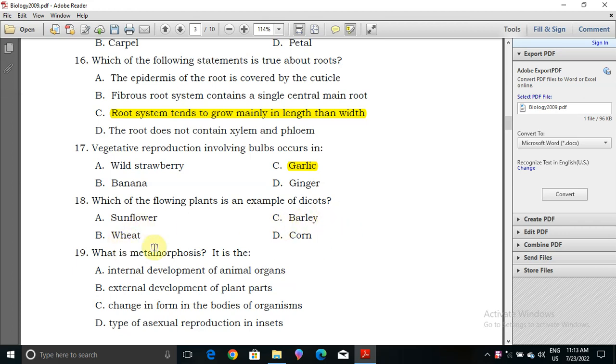Sunflower, wheat, barley, or corn? Of course, you know the meaning of dicots. First of all, cotyledons are structures that store food, right? And there are two branches, dicots and monocots, right? Dicots means they have two cotyledons, but monocots have one cotyledon. So here, which one has two cotyledons? The answer will be the sunflower.